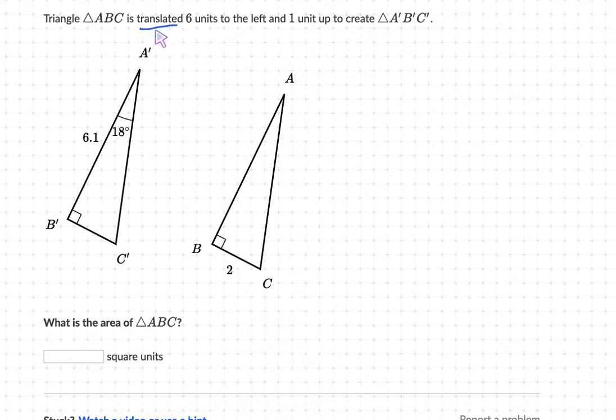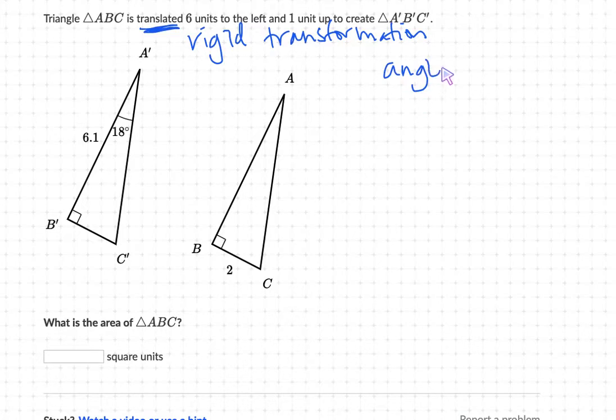All right, we see that triangle ABC, the original, is translated, so that's a rigid transformation, meaning it's just creating a clone. The new image is going to be exactly like the old image. It's just going to be located in a different location. So the angles and side lengths are the same. We want to know the area of triangle ABC.